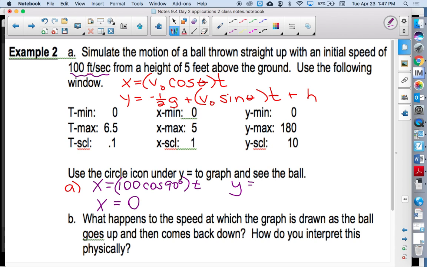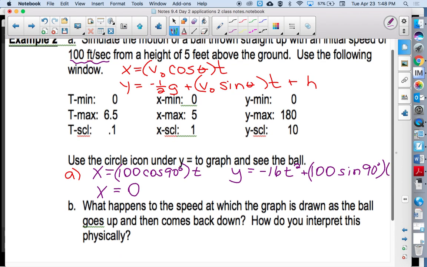So when we go to do the y variable, we have negative 1/2 times gravity. Well, feet per second is 32. So if I take 32 times negative 1/2, it's negative 16t squared. Again, velocity is 100. The angle is 90. That gets multiplied with t. And then you're adding the initial height. Where is the ball being thrown from? Chelsea? 5 feet. 5 feet. So I had that plus 5.